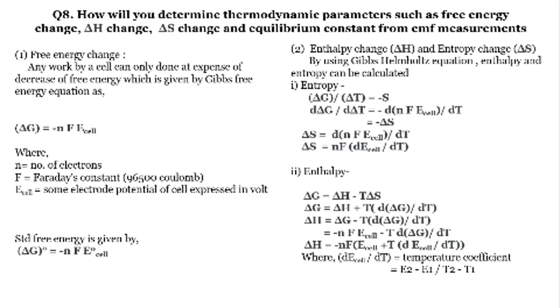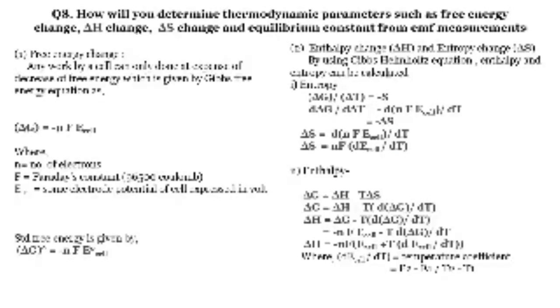And the standard free energy is given by delta G0 is equal to minus NFE0 cell. That is the standard EMF, the standard potential, that we have seen. Then enthalpy change and entropy change. By using the Gibbs-Helmholtz equation, enthalpy and entropy can be calculated.